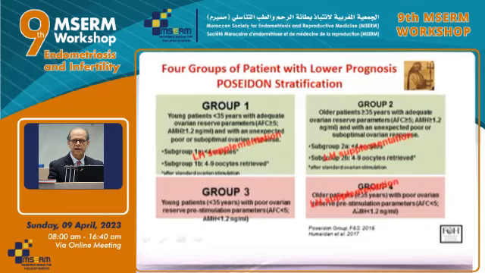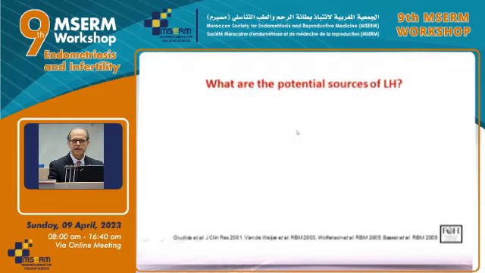And group 4 will be the patients who are similar to the Bologna criteria moderate and severe group. They will benefit here in the outcome of treatment because of better quality of the oocytes, so a higher live birth rate or cumulative live birth rate. So we can also use the Poseidon stratification for the decision on using LH.